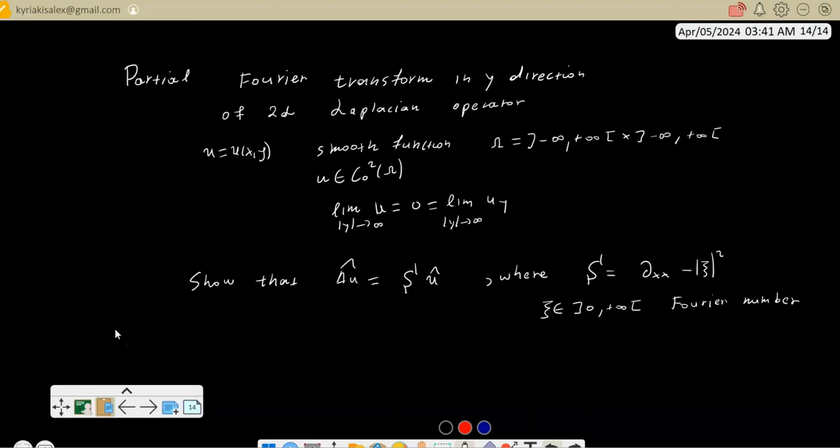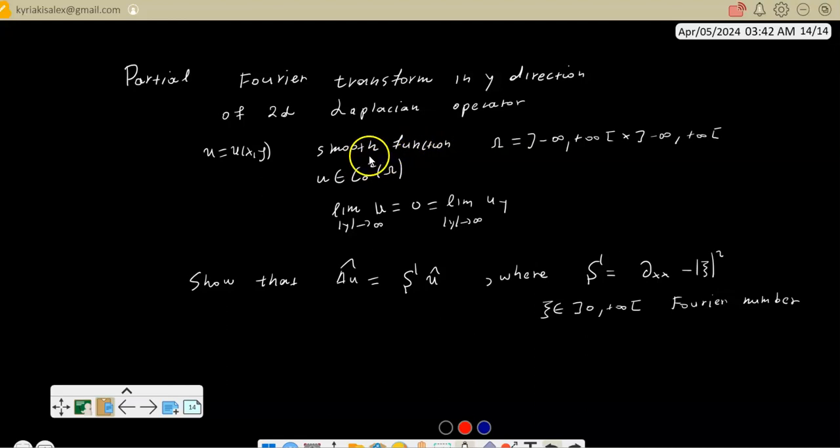The topic that we discuss in this video is finding the Fourier transform in the y direction of the 2D Laplacian operator. Fourier transform is a really important tool if we need to solve differential equations, and is especially useful if we want to solve partial differential equations. Here my function is a function of two variables, x and y, which are the spatial variables.